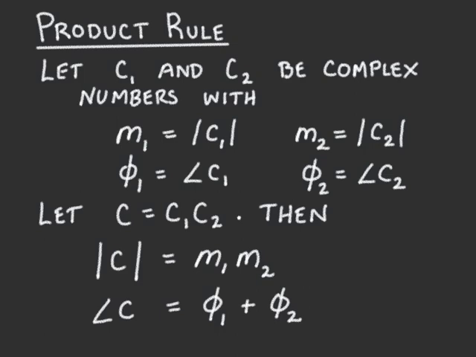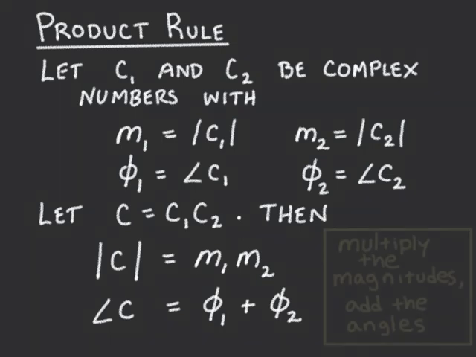Let C1 and C2 be two complex numbers, and we'll say the magnitude of C1 is M1 and the magnitude of C2 is M2. The phase of C1 will be denoted phi1, and the phase of C2 will be denoted phi2. Now we'll take the product of these two complex numbers. So let C equal C1 multiplied by C2. Then the magnitude of this new complex number C will be equal to the product of the magnitudes of C1 and C2. That is, it will be M1 times M2. And the phase of this complex number C will be equal to the phase of C1 plus the phase of C2. That is, phi1 plus phi2.